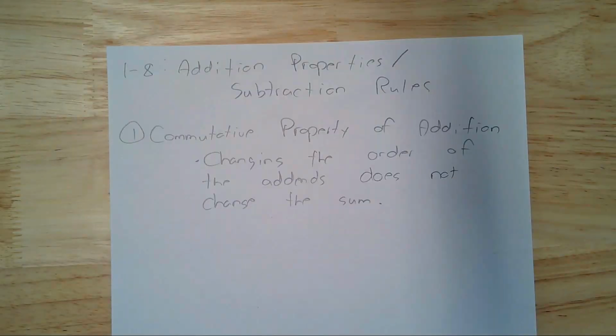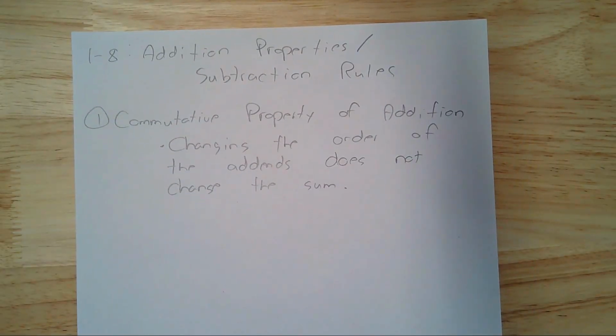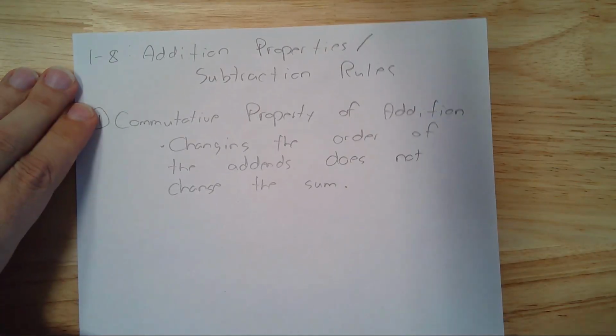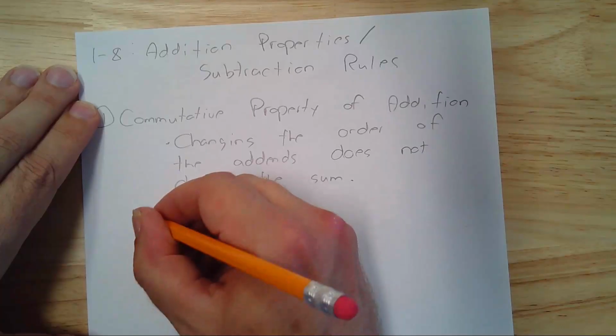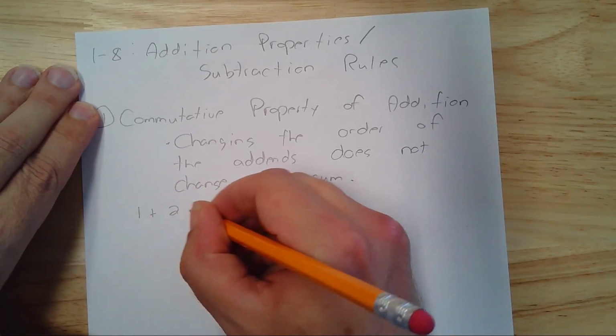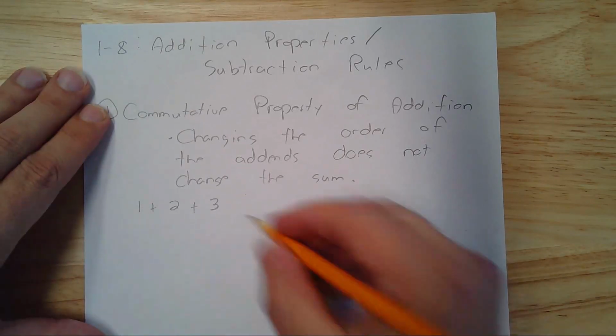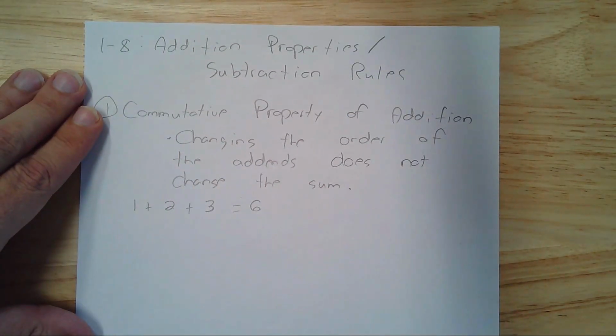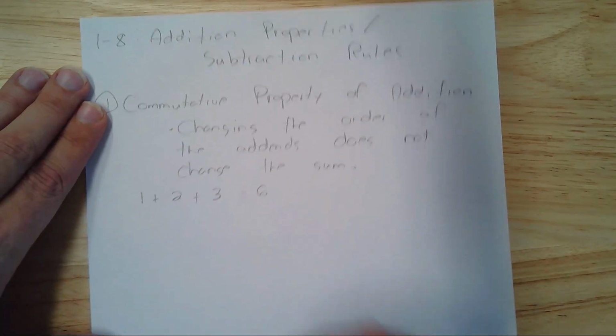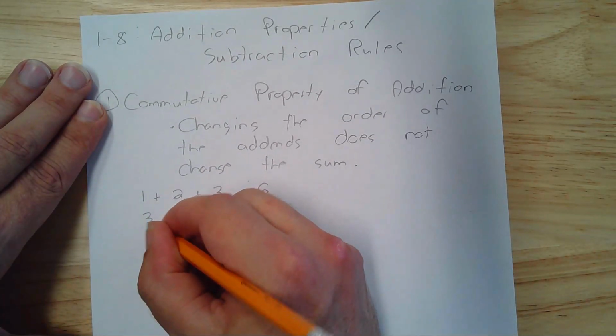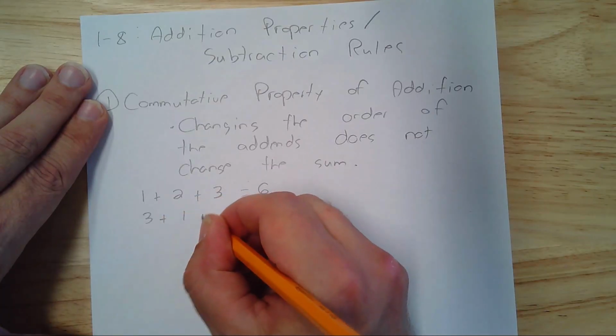So what we're saying here, and think about it this way. I could say 1 plus 2 plus 3. What's 1 plus 2 plus 3? Okay, 6. So if I did it in a different order, let's say 3 plus 1 plus 2.